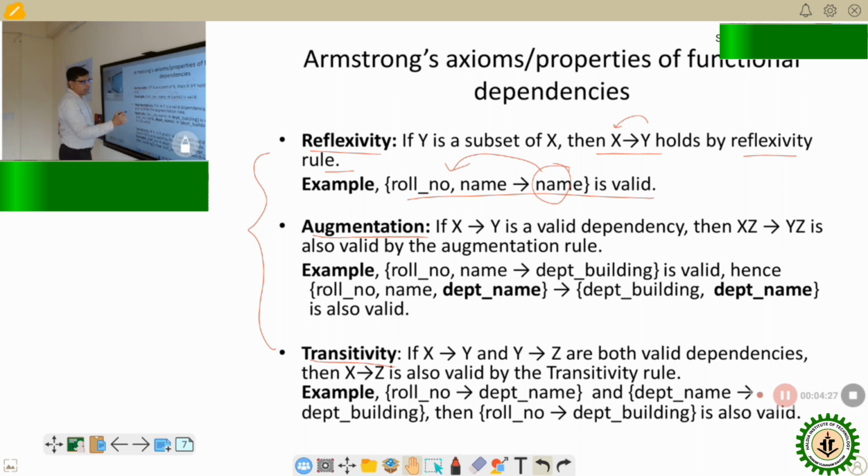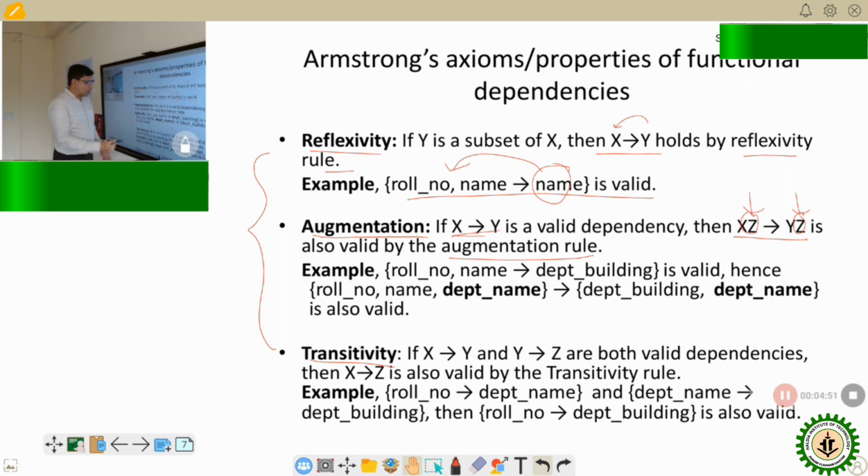Next is the augmentation. Augmentation: if the functional dependency X arrow Y is valid, then we can augment it like that. That is, Z is added on both sides, on the left hand side and the right hand side, and this will also be true and valid. This is called the augmentation rule.